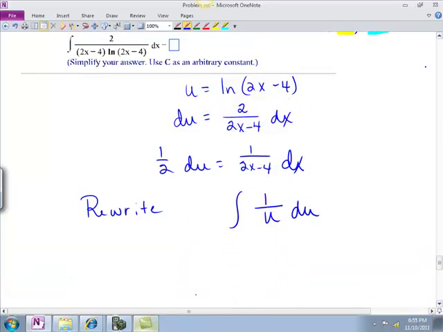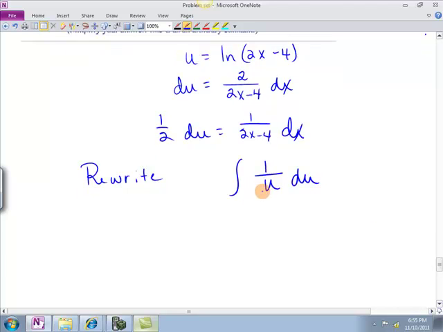Okay, so the integral is... what did you say? ln. Yeah, the integral of 1 over u, look on your rule sheet, it's ln, okay? So we're going to have the ln of u plus c, but what's u?